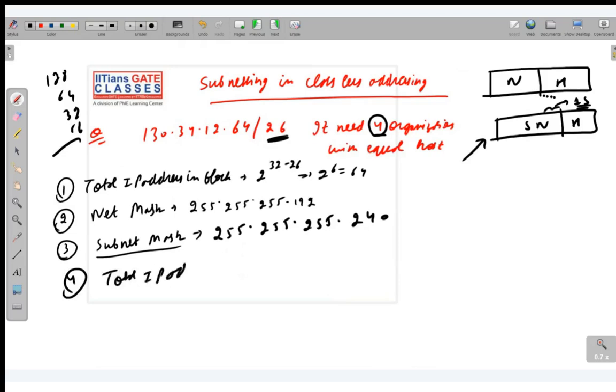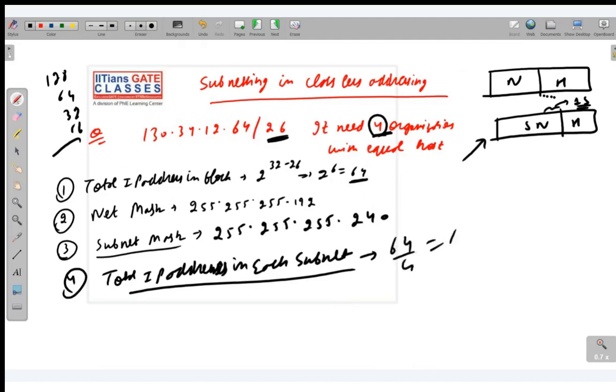Okay, total IP addresses in each subnet. There are 4 organizations, which means you have made 4 subnets. The total IP addresses in the block were 64, and you have divided and given them to 4 organizations. So simply 64 by 4, that is 16 IP addresses in each subnet.